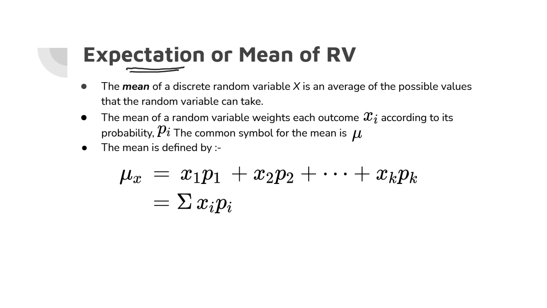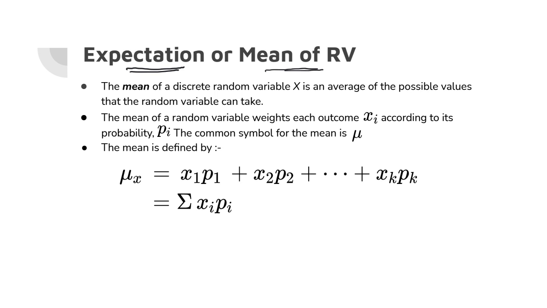Let me think of an example here. If I have a ball that is heavy on one side and light on the other side, and you try to roll it, what you'll expect is that it will roll towards the heavier side. So this is the basic concept of expectation or mean of a random variable.